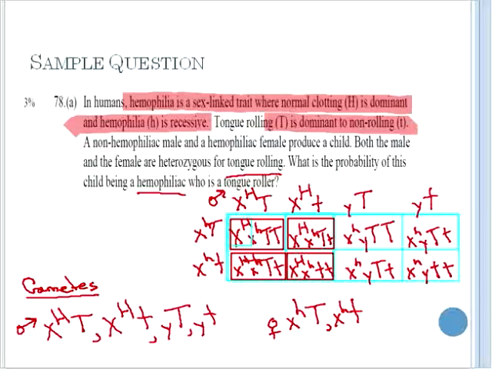The males, however, are all hemophiliac. You're interested, however, in those males that are tongue rollers. A single big T would yield the tongue rolling condition. 1, 2, 3. 3 of the 8 offspring are indeed hemophiliac and tongue rolling.